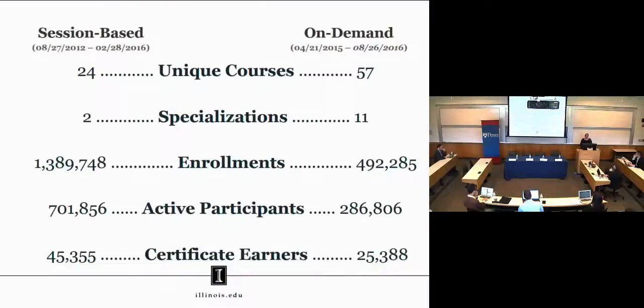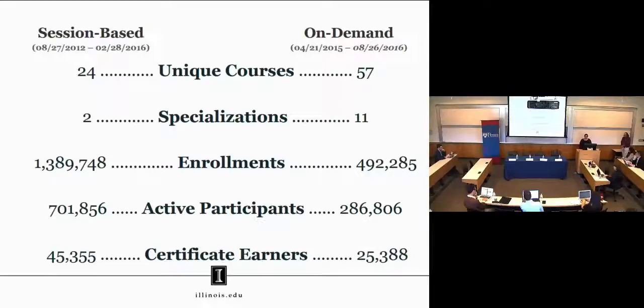Between August 2012 and February 2016, the University of Illinois offered 24 unique graded courses on the original session-based platform. Our first course on the new on-demand platform began in April of 2015, and as of late August of 2016, we had offered 57 unique on-demand courses, 15 of which were previously session-based courses that have transitioned to on-demand. To date, there have been 11 on-demand specializations, 2 of which were originally offered on the session-based platform.